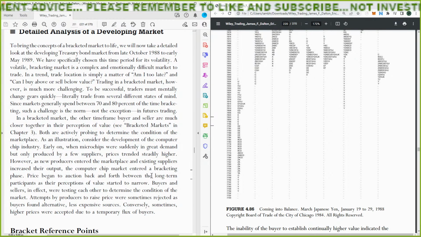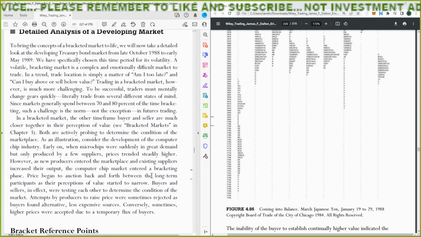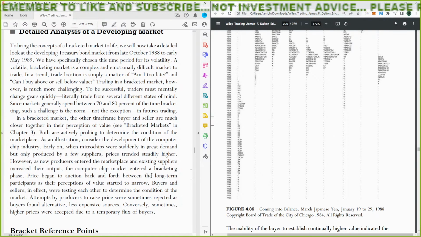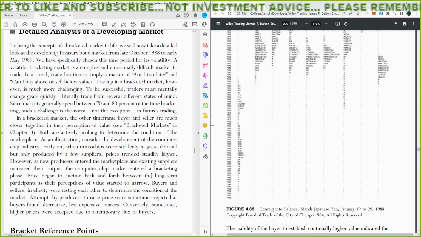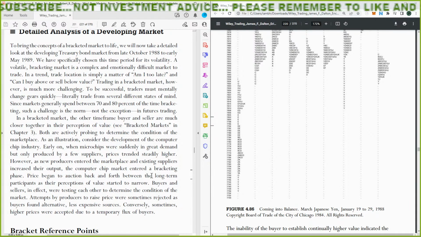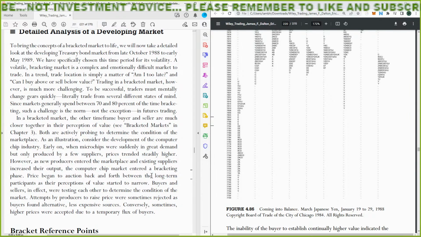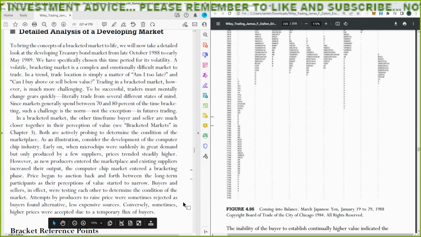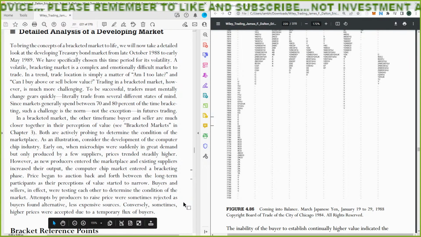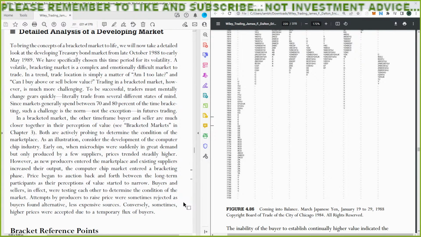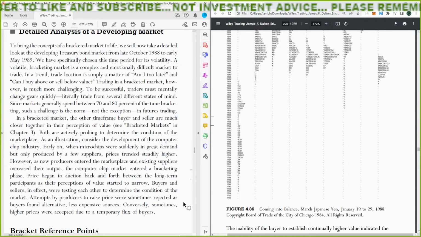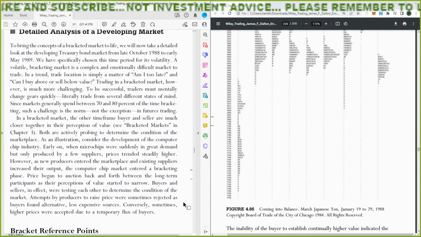As an illustration, consider the development of the computer chip industry. Early on, when microchips were suddenly in great demand but only produced by a few suppliers, prices trended steadily higher. However, new producers entered the marketplace and existing suppliers increased their output. The computer chip market entered a bracketing phase. Price began to auction back and forth between the long-term participants as their perceptions of value started to narrow.